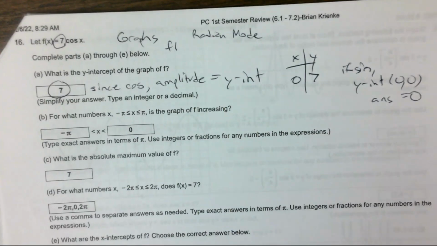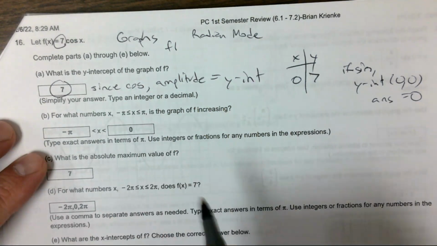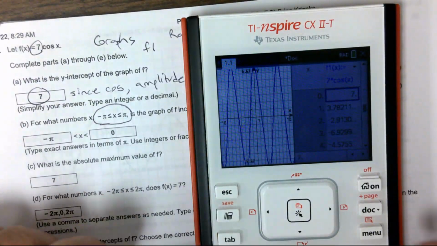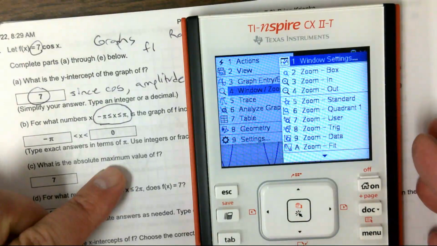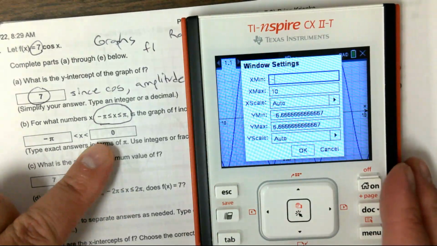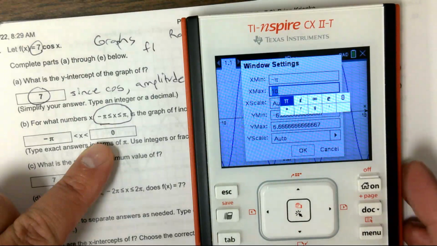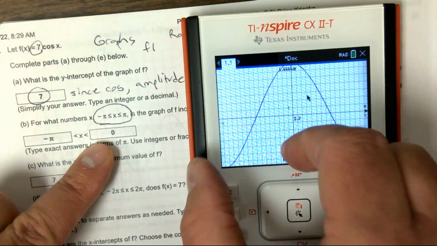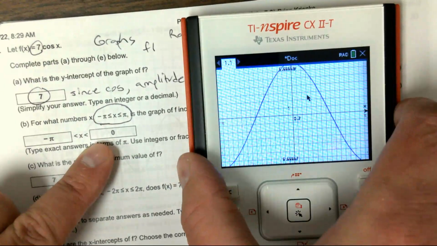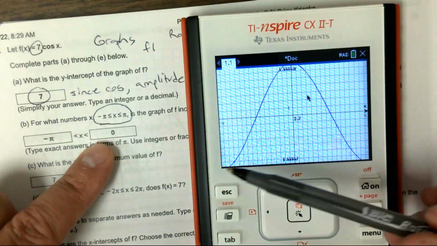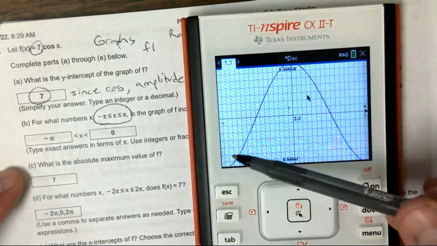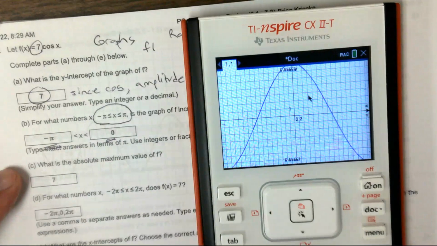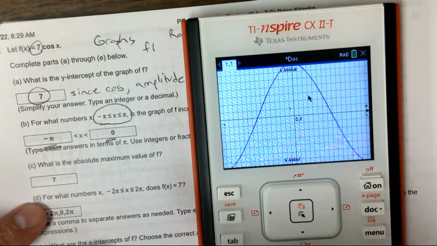So your next part is, where is it increasing based on this interval for x? And so we want to get rid of our table, go to our settings, make it negative pi to pi. If this is negative pi to pi, that's literally 1 period worth, because here's 1 pi, here's another pi, so that's 2 pi's. And it's increasing from negative pi to 0. So that's this answer. So just graph it. And then the absolute maximum would be up here, which is 7.